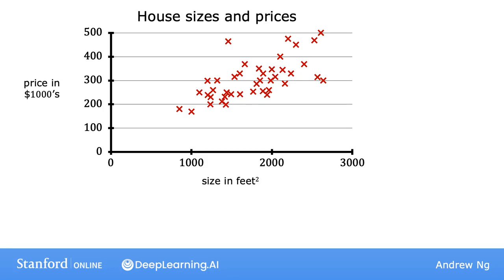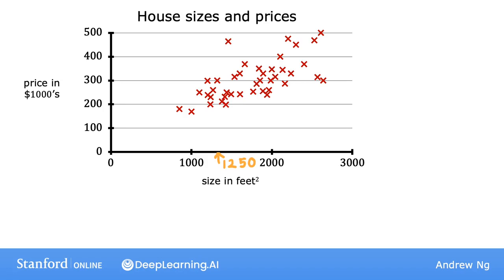Now, let's say you're a real estate agent in Portland, and you're helping a client sell her house. And she's asking you, how much do you think you can get for this house? This dataset might help you estimate the price she could get for it. You start by measuring the size of the house, and it turns out that her house is 1,250 square feet. How much do you think this house could sell for?